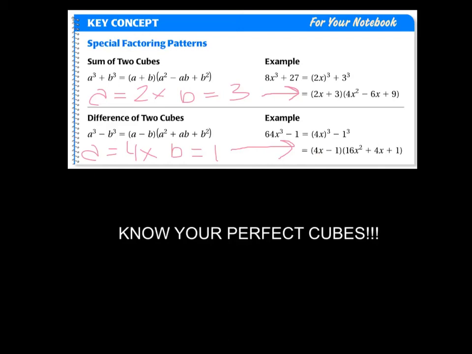Minus b, which is now 1, so we get 4x minus 1 for the first term. And in the second set of parentheses here, we have our a squared value, which would be 4x squared, gets us 16x squared. A times b is 4x times 1, which gets us the 4x here. And b squared, b is 1, gets us the 1 right at the end here.